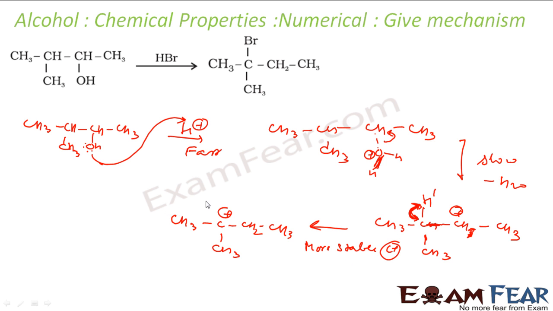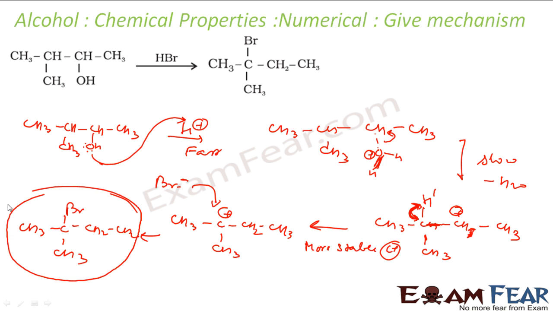And now on this I have a Br minus, right? Because I had HBr. So Br minus will attack this. So you get CH3, CBr, CH2, CH2, CH3. So if you see, this exactly matches with this. Correct?